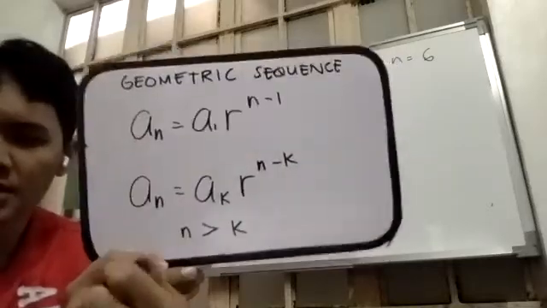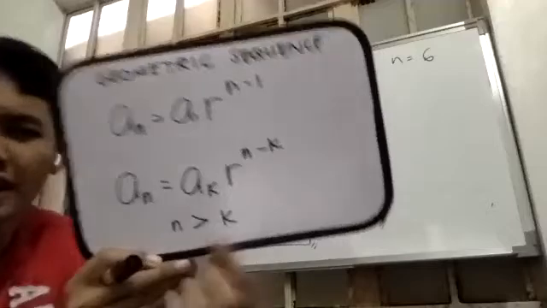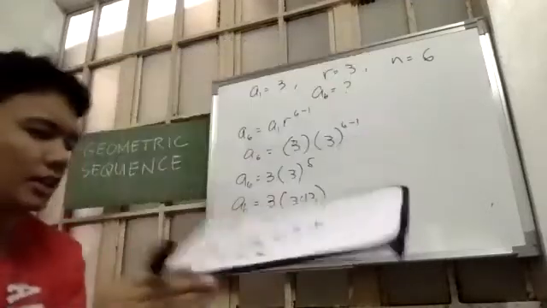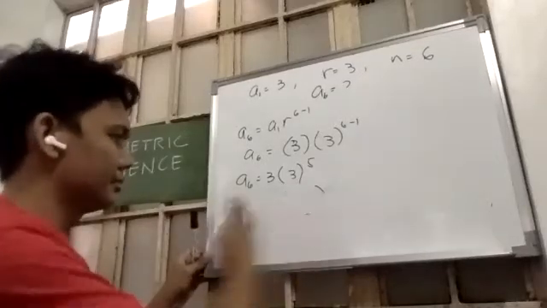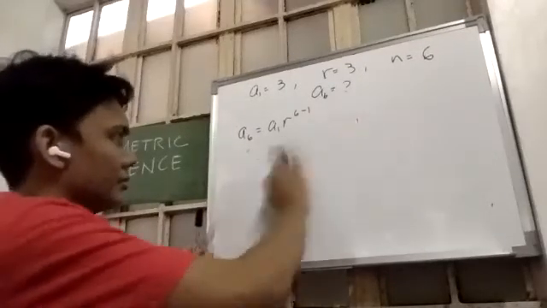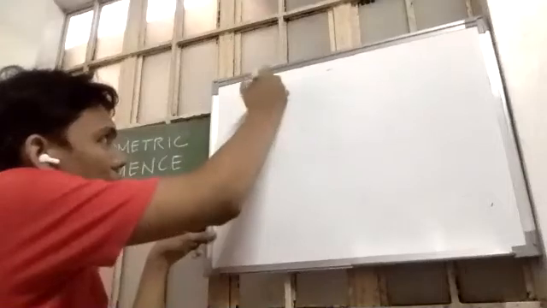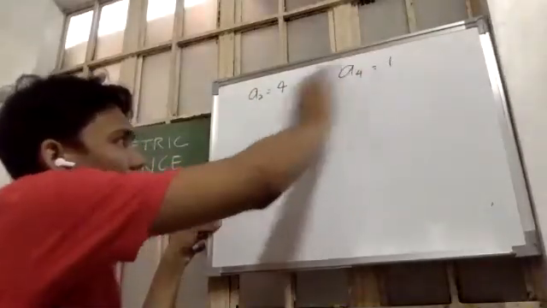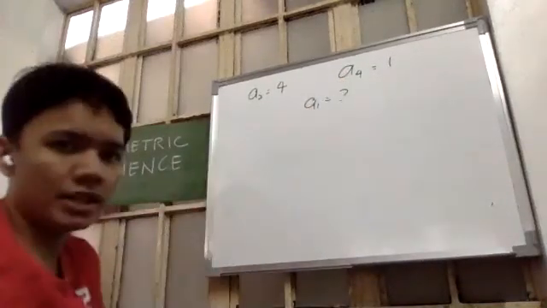For example, kasi hindi given si A sub 1, given lang si A sub 4, tsaka si A sub 2, for example. As long as yung n natin ay mas mataas palagi kay k. So, paano siya? Let's try an example. So, for example, I have A sub 2 is equal to 4. I have an A sub 4 is equal to 1. Ang hinahanap ko si A sub 1, for example. How do I find A sub 1?